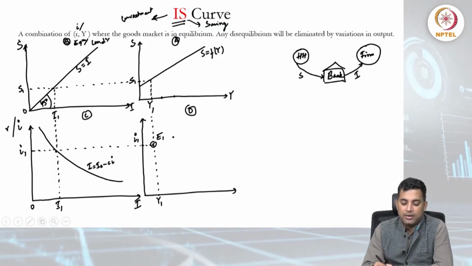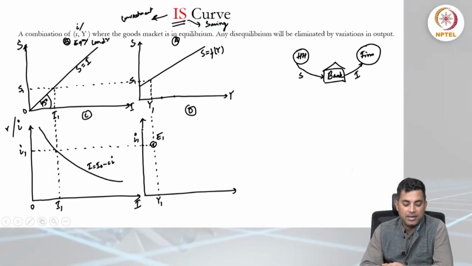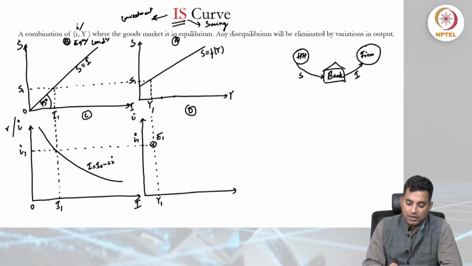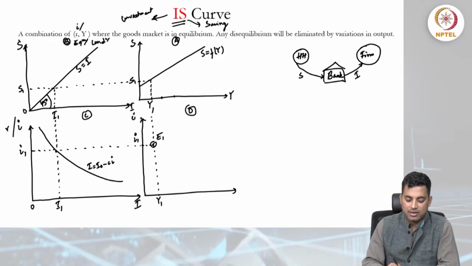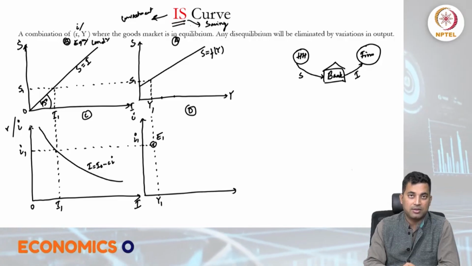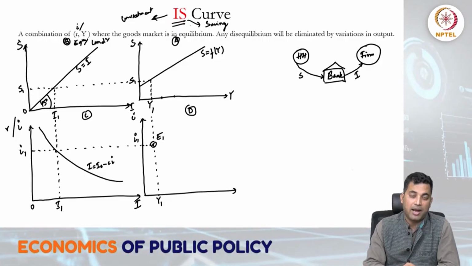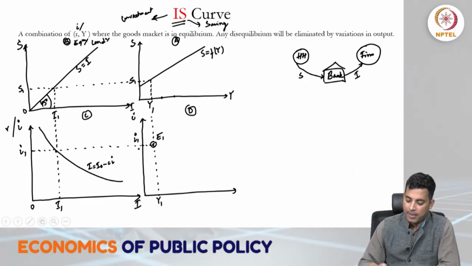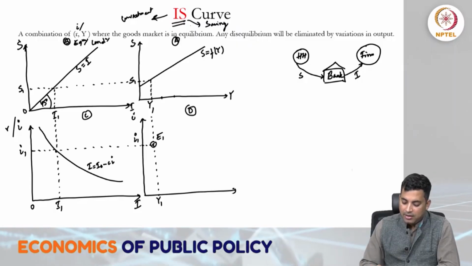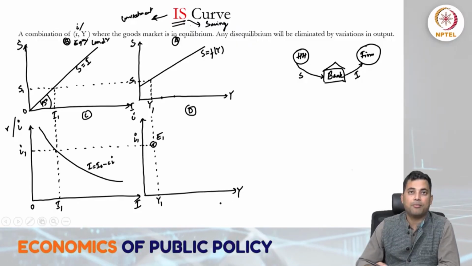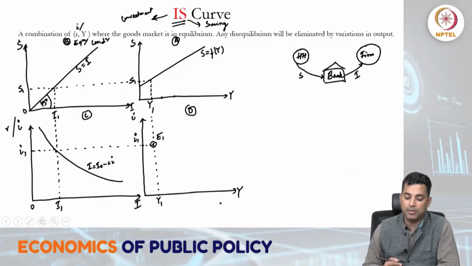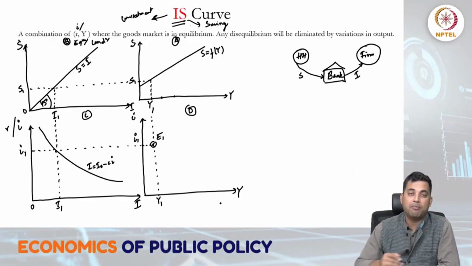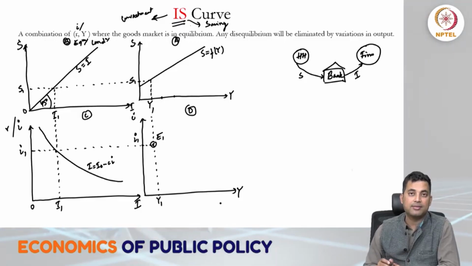And in D we are combining the rate of interest. So this rate of interest is parallel to the rate of interest measurement in panel C, and in panel D, income is parallel to the measurement of income in panel A. So why is this happening?